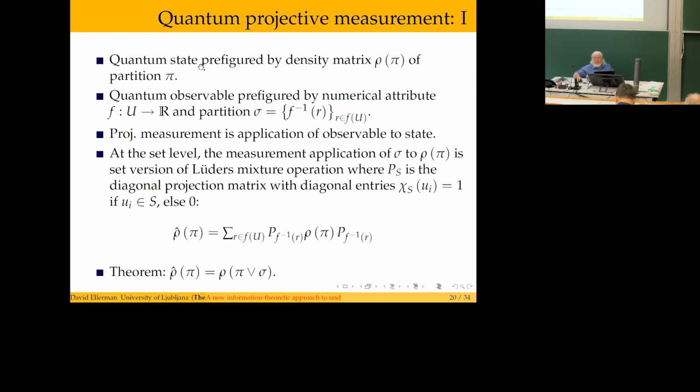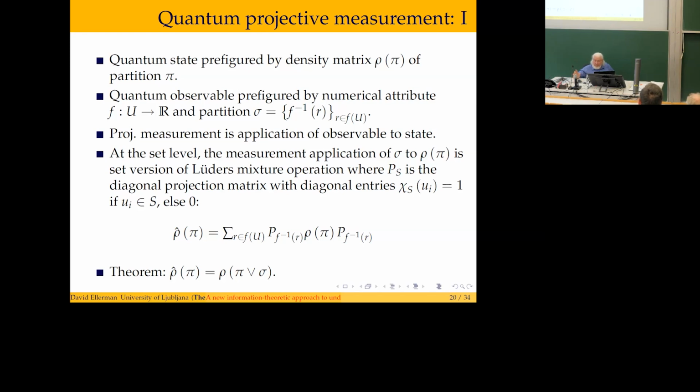So we have now two different partitions here. We have the pi, which gave us the density matrix rho of pi, and we had this numerical attribute at the set level. And of course, its inverse image is a partition. That's how you get the set of these f inverse of r. And in quantum mechanics, a projective measurement is the application of an observable to a state. So let's do that. Let's apply the observable we got here, at both the set level and the vector space, Hilbert space level, to the state. And how do you represent that measurement? Well, that's the Luders mixture operation. The Luders mixture operation represents the result on the density matrix of a projective measurement.